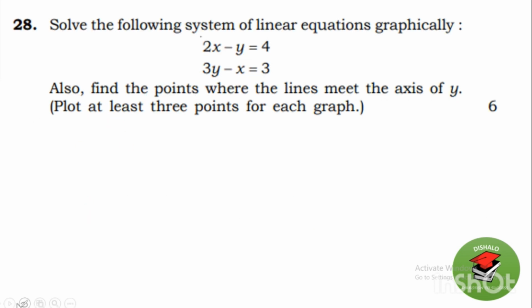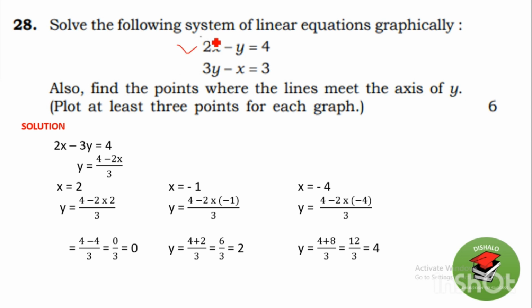First of all, we'll solve the equation. We'll take one equation at a time: 2x minus 3y equals 4. We'll keep just one variable on the left hand side. So 3y equals 2x minus 4; the plus 2x goes to this side and becomes minus 2x, and the minus 3y when it goes this side becomes 3y. When you solve it, you put the value of x as 2, you will get y as 0. Put the value of x as minus 1, y will be 2. Put the value of x as minus 4, y will be 4.